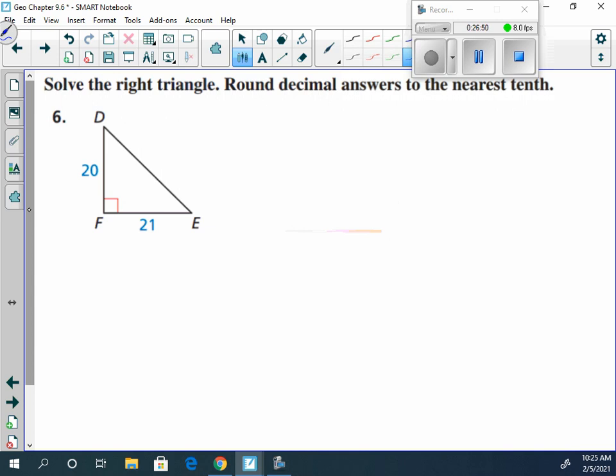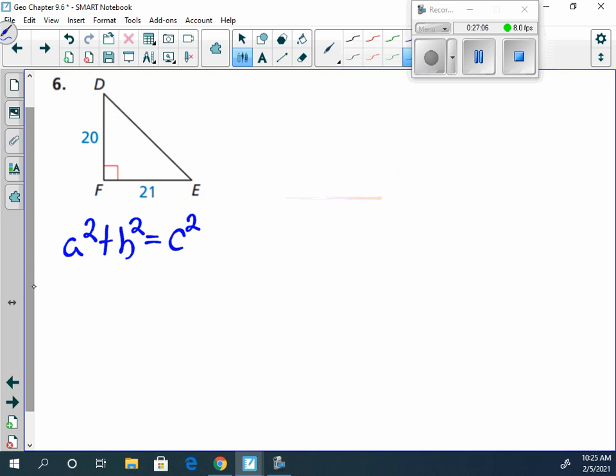Okay, what can we do first? Pythagorean theorem, it's nice, it's useful, it's handy. Okay, so what would we plug in and what would we plug in where? 21 squared plus 20 squared equals c squared, because they gave us the two side lengths, they did not give us the hypotenuse.